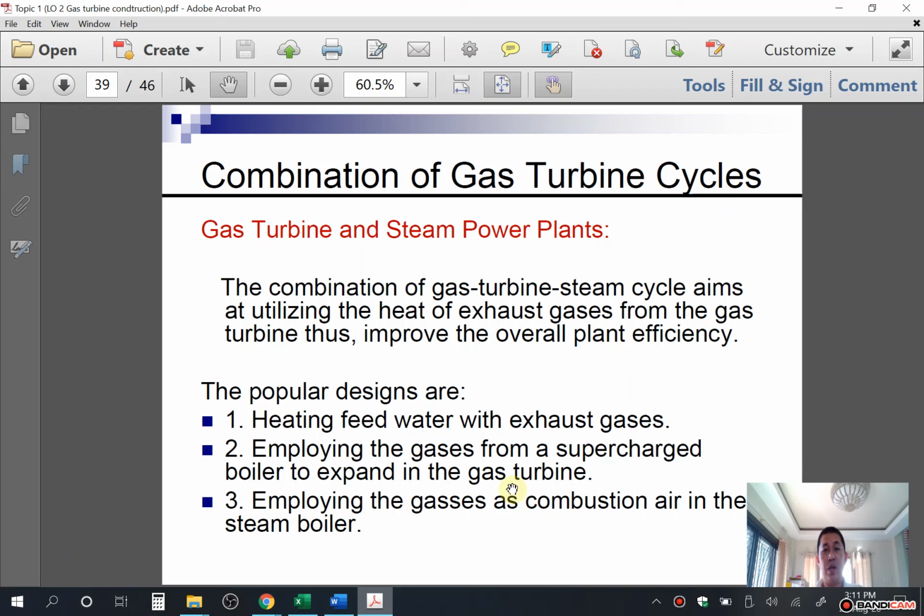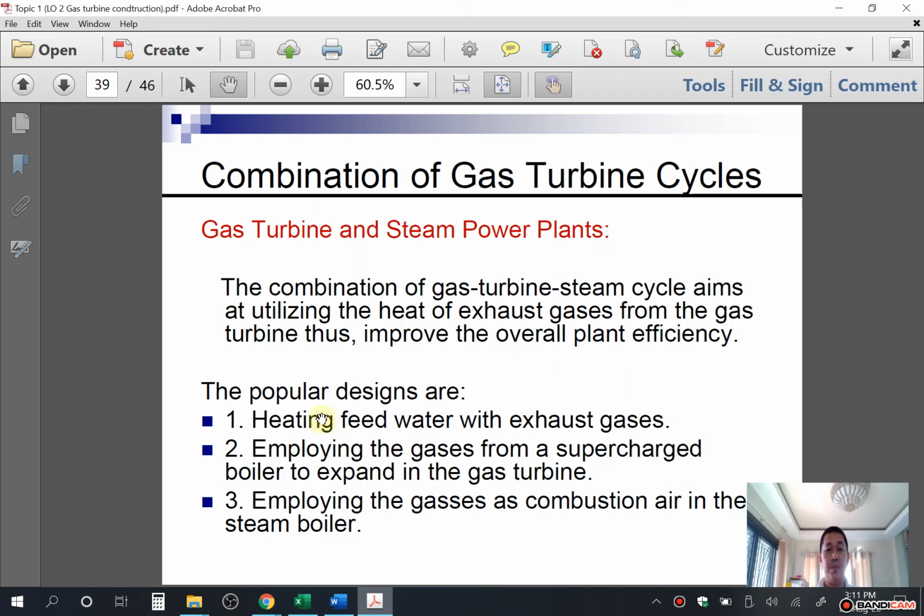Definition of gas turbine cycles. So this is the efficient system: gas turbine and steam turbine plants. The combination of gas turbine and steam turbine plants aims at utilizing the heat of the exhaust gas from the gas turbine, thus improving the overall plant efficiency.